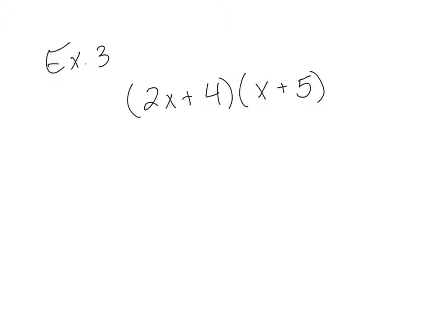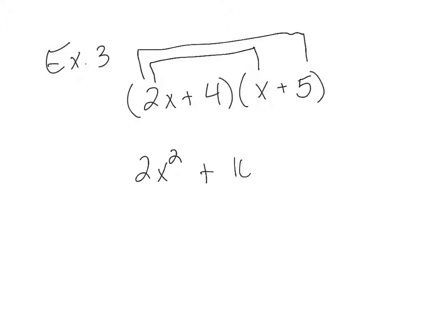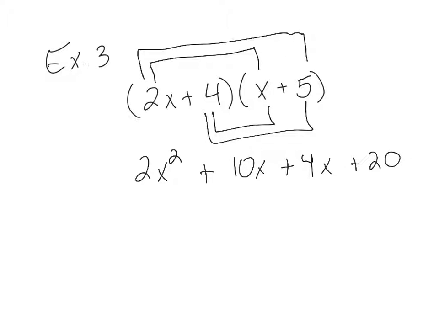And then our last example, again we do first, 2x times x is 2x squared. Outer, 2x times 5 is 10x. Inner, 4x. And last, plus 20. Make sure to pay attention to your signs. If it's positive, put a plus sign. If it's negative, put a minus sign.